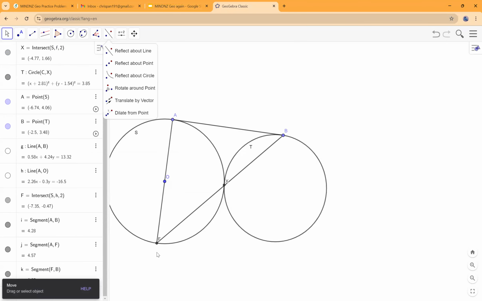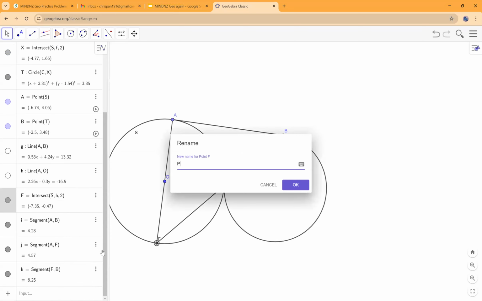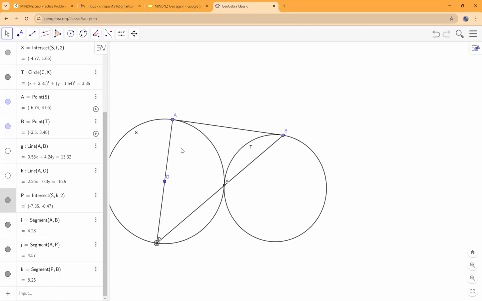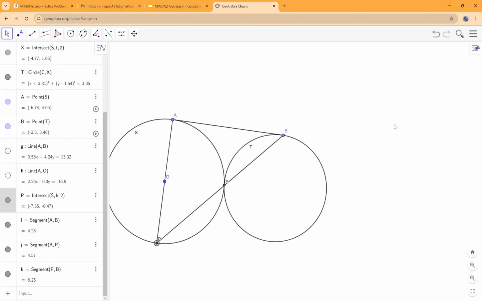Let AP be a diameter of S. Sorry, I have named this S here. That should be point P. So A, O, P is collinear, right? Because the diameter always passes through the center of the circle. And now we have to show that B, X and P lie on a straight line.